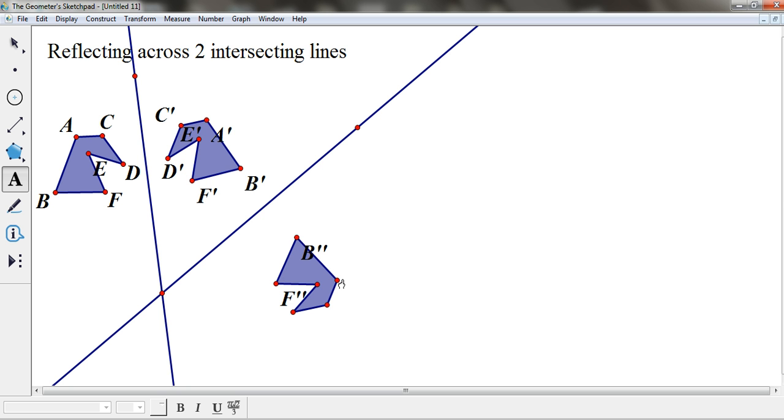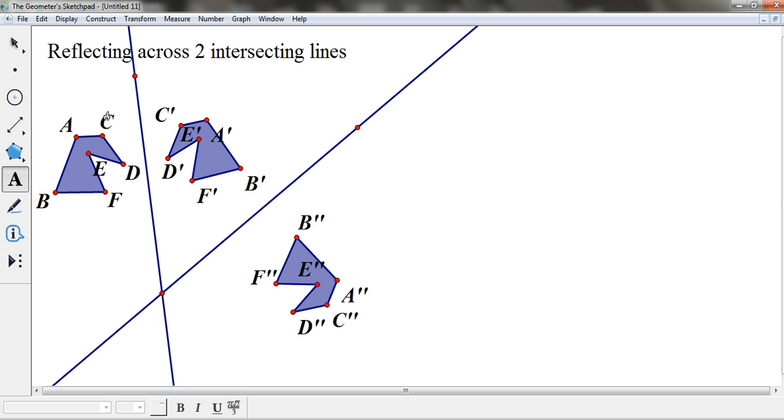And now the final image. These are the double prime. Okay, so the idea would be one single transformation that gets me from A, B, C, D, E, F to A double prime, B double prime, and so on.